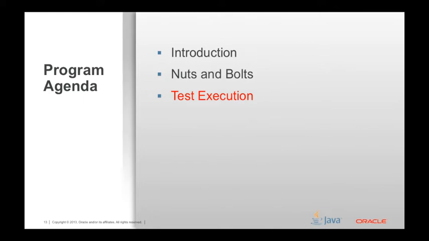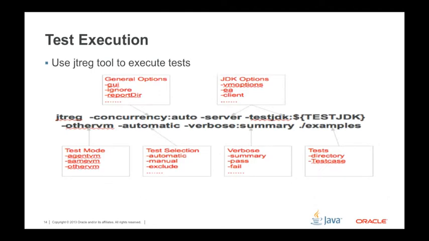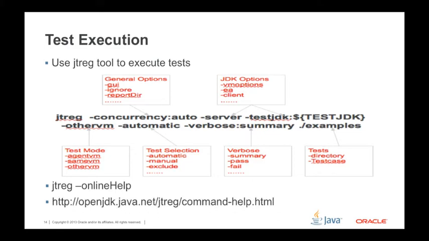Let me now move over to test execution using JTREG. JTREG supports several command line options. Those command line options are grouped into general options, JDK options, test mode options, test selection options, and verbose options. Tests passed on to JTREG can be a single test case or a directory that contains the test cases. More information about these options can be obtained by using jtreg -onlinehelp or from openjdk.java.net/jtreg/command-help.html.